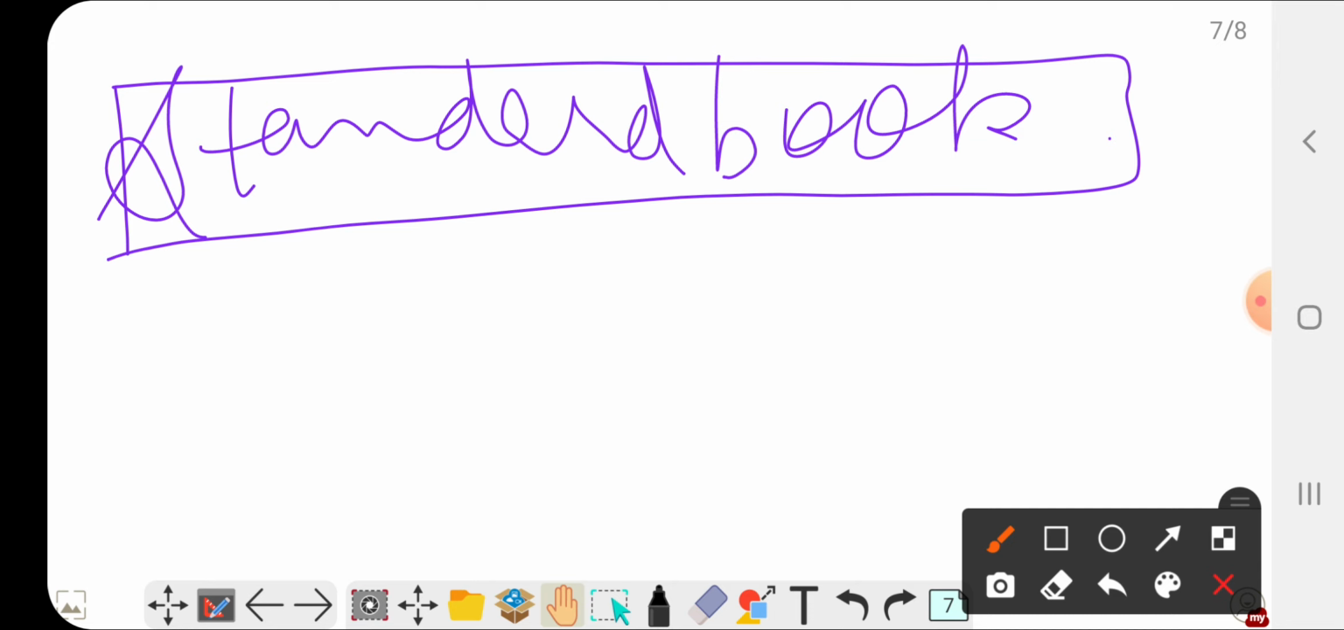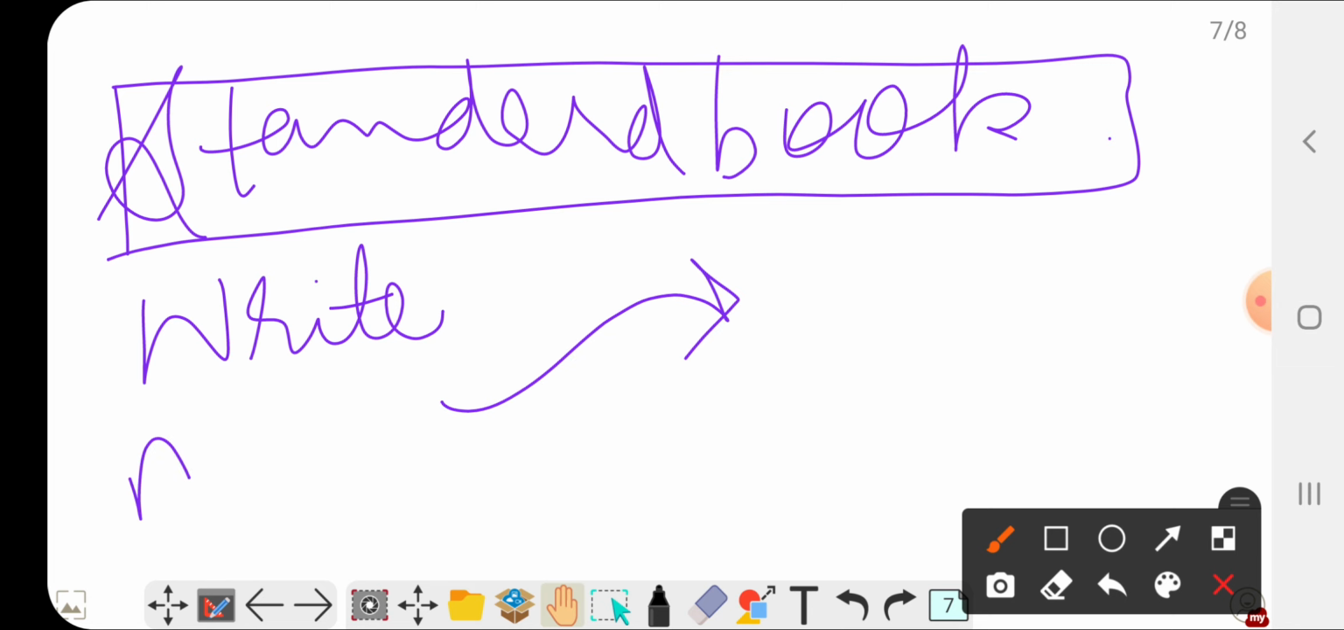And one more important thing is, you have to write. Until and unless you write mechanisms with your own hand, you won't be able to write them again in the mains paper in the right way. This is the most important thing while starting to prepare for paper 2.